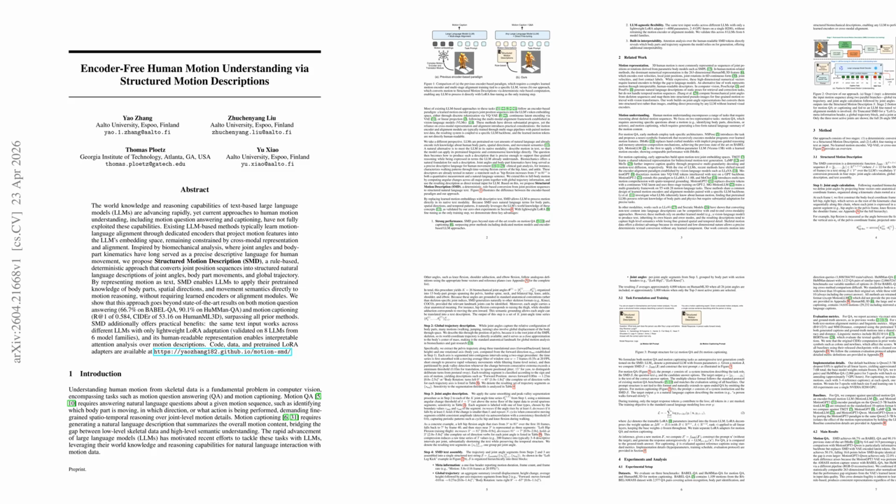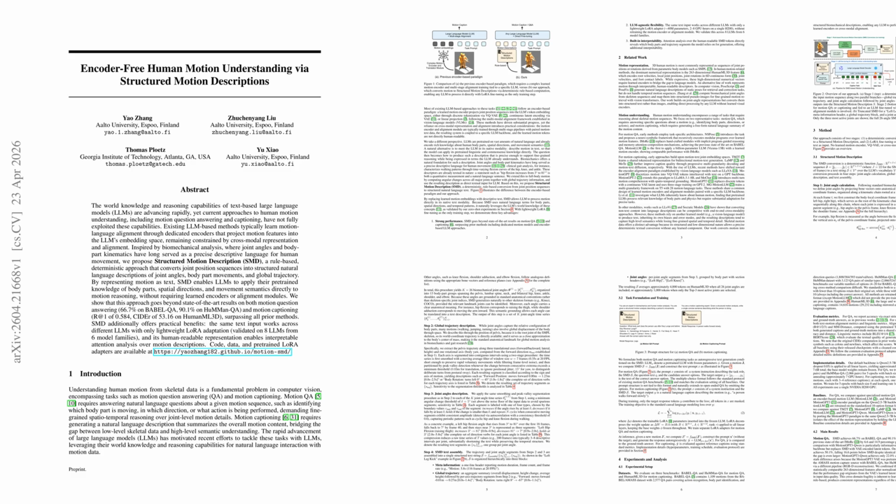Let's explore the first paper, Encoder-Free Human Motion Understanding via Structured Motion Descriptions. Encoder-free human motion understanding via structured motion descriptions replaces the dominant motion encoder to LLM alignment pipeline with a deterministic text translation of skeletal motion. The proposed structured motion description, SMD, maps 22 SMPL joints into 26 biomechanically grounded angle series plus absolute pelvis trajectory, then compresses them into hierarchical, natural language segments such as left hip flexion, increases 3 degrees, 81 degrees.